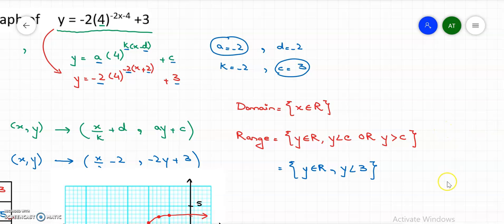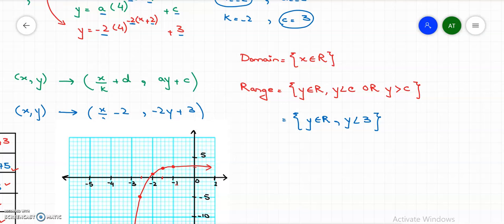And an exponential function has a horizontal asymptote. The horizontal asymptote of the exponential function is y equals c. So what is the c over here? The c value is 3, so y equals 3. I hope you understand how to graph the exponential function by using transformation and how to state the domain, range, and the horizontal asymptote.